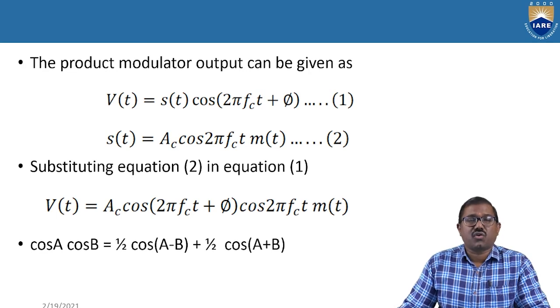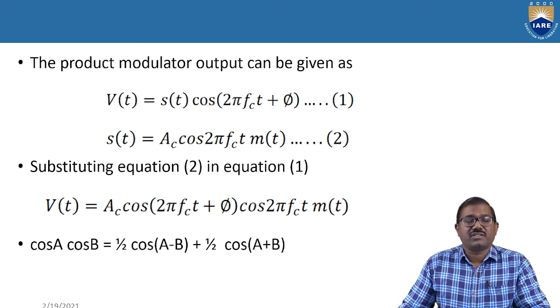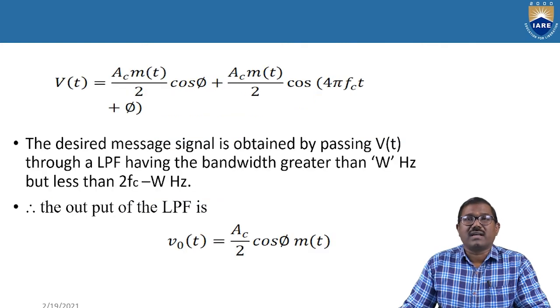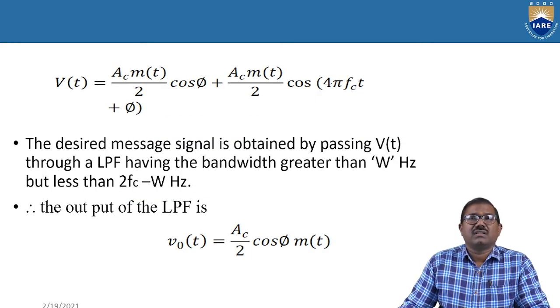So we can treat it as cos A cos B. We know the trigonometric formula: cos A cos B equals 1 by 2 cos(A minus B) plus 1 by 2 cos(A plus B). Rearranging this equation using this formula, we can write v of t equal to Ac m of t by 2 cos phi plus Ac m of t by 2 cos(4 pi fc t plus phi).